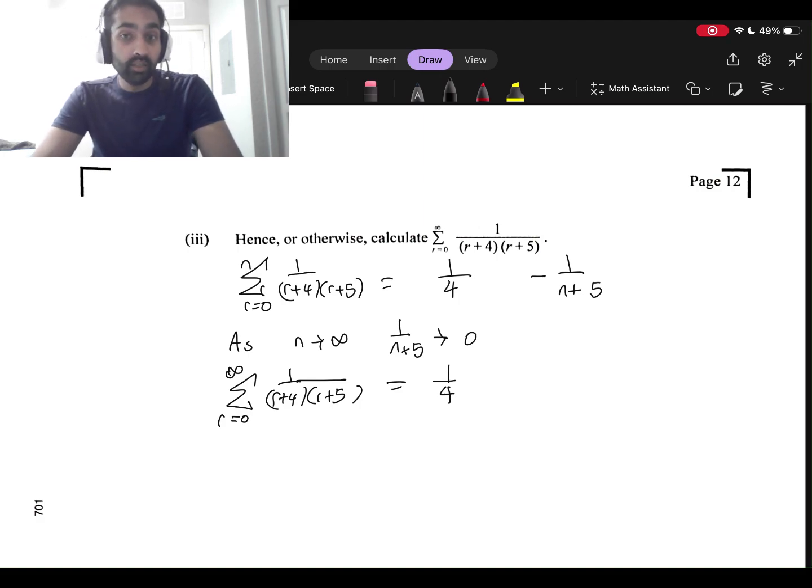This is a real important thing to remember for the method of differences. When you do the method of differences, if you have a 1 over n in your answer, as n goes to infinity, that'll just be 0. So you could drop it to figure out what the final answer, the sum to infinity, should be.